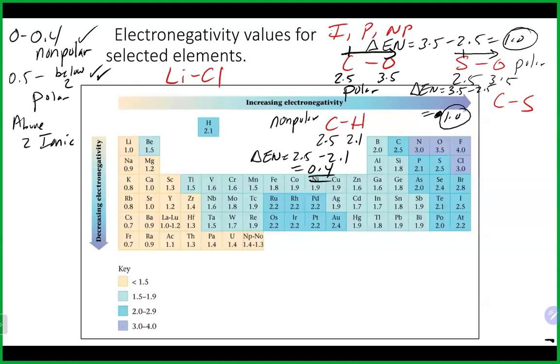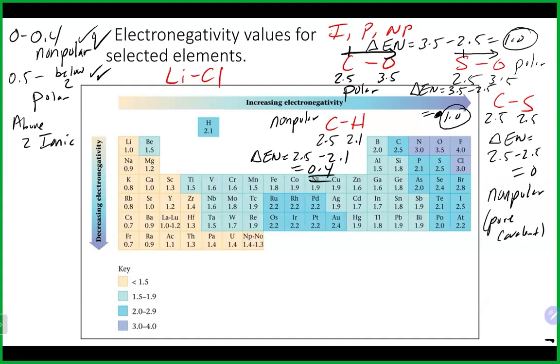All right, let's go carbon sulfur here. So carbon 2.5, sulfur 2.5. That is going to give us a difference in electronegativity of 2.5 minus 2.5. That is a 0. And that would then obviously put us in a nonpolar bond. This also would be considered a pure covalent bond, as it's like perfect equal sharing of electrons in that case. And again, we would not draw an arrow here, as it is a neutral bond.